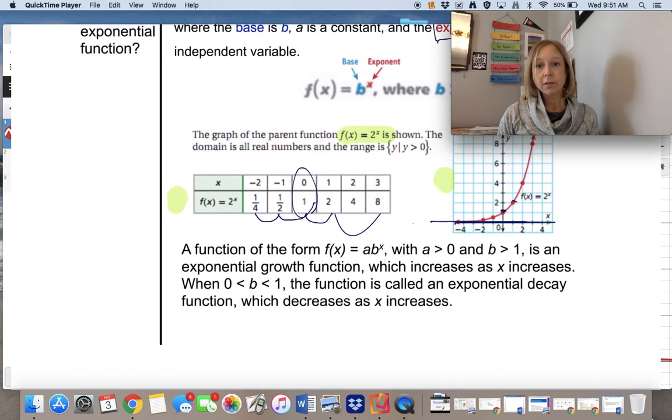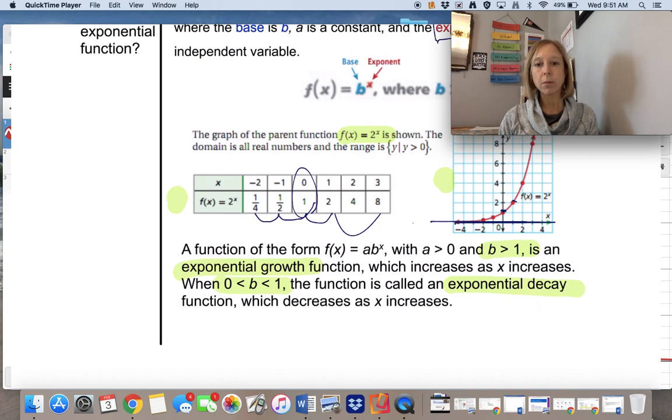Okay, 2 more things of note with our exponential functions is that when b is greater than 1, we have what we call exponential growth. So in our parent function, the b value, the base of the exponent is 2. That's greater than 1, so we have exponential growth. Now, when the base of the exponent is a fraction or a decimal, something that's between 0 and 1, we call that exponential decay. And the graph will go downhill. It'll decrease as x increases.